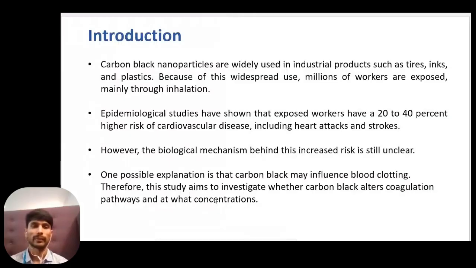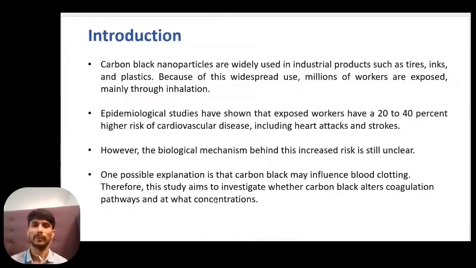Let's move on to the introduction. Carbon black nanoparticles are widely used in industrial products such as tires, inks, and plastics, as well as biomedical applications and pharmaceuticals. Because of the widespread use, millions of workers are exposed, mainly through inhalation in their workspace. Epidemiological studies have shown that exposed workers have a 20 to 40% higher risk of cardiovascular disease, including heart attacks, strokes, and blood clotting disorders.